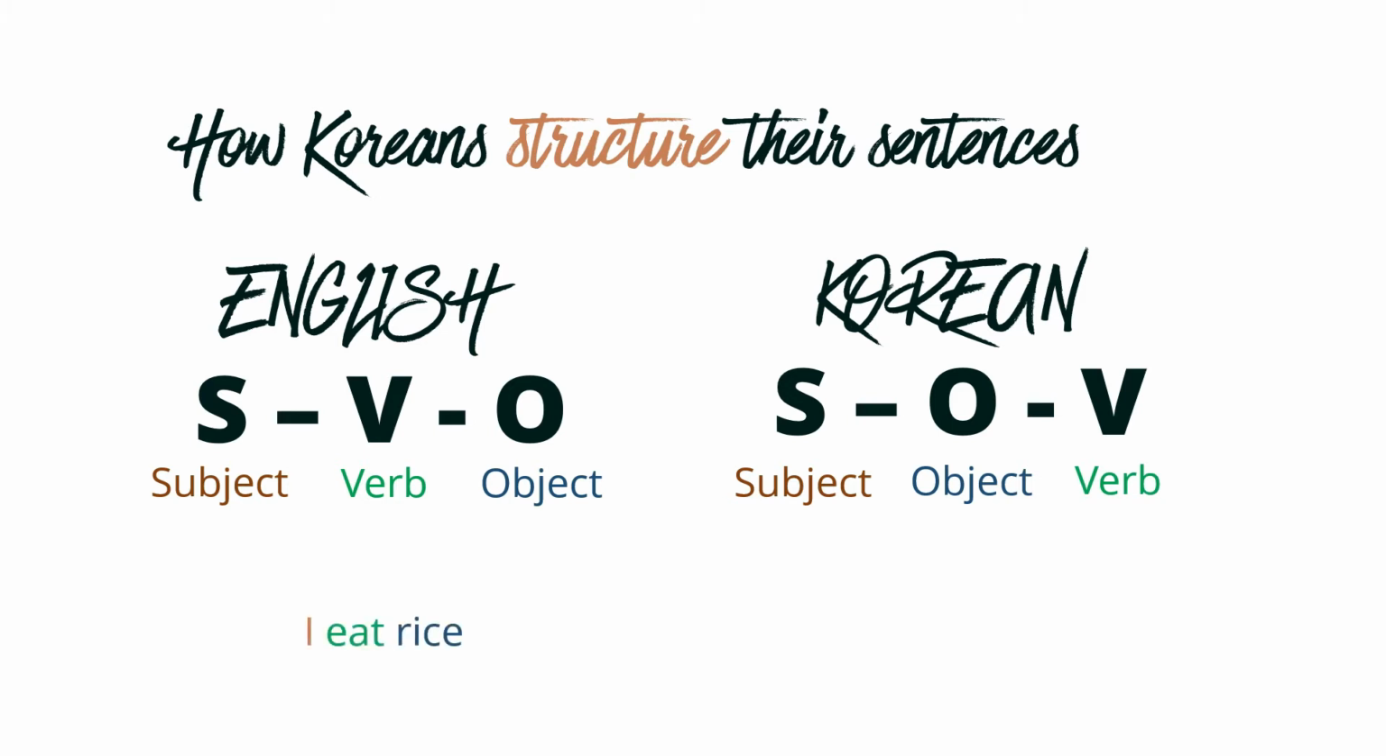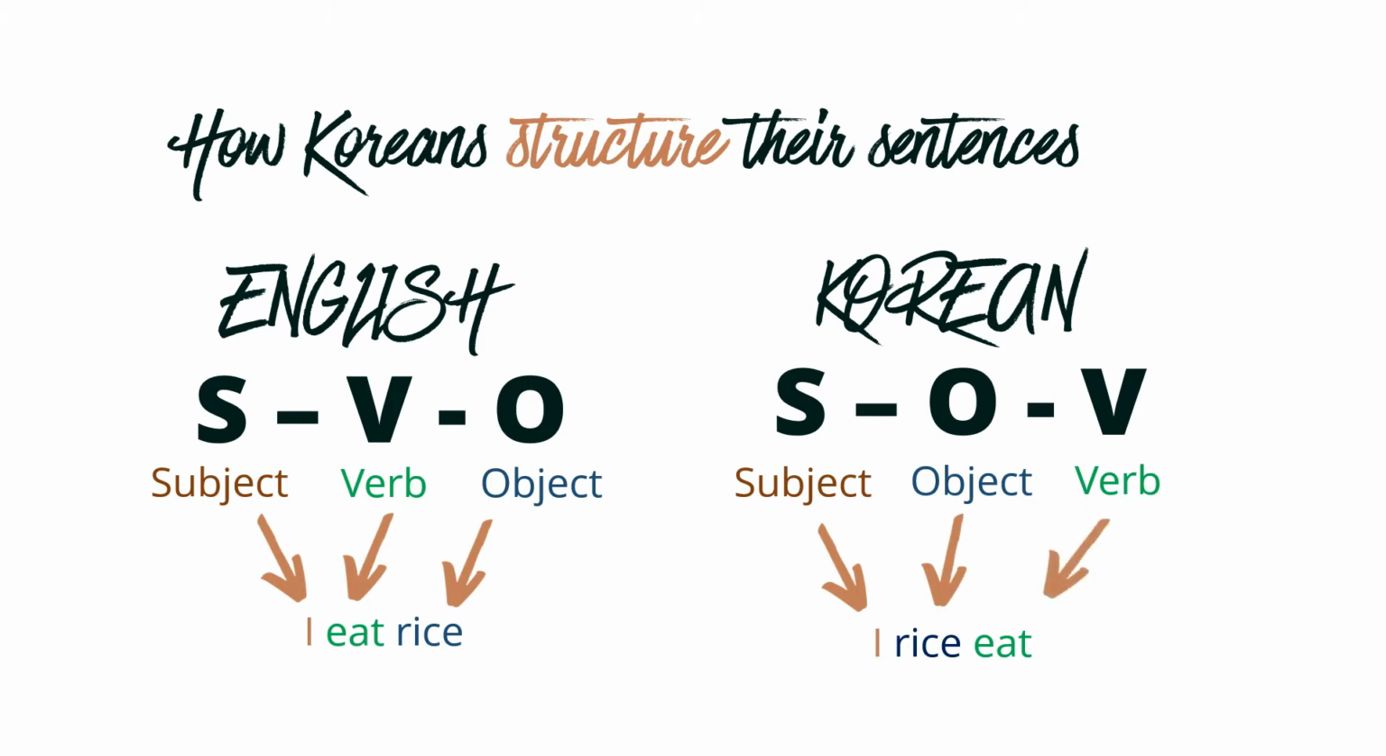So let's have the example, I eat rice. Here, our subject comes first in English, followed by eat, which is our verb, and object, which is the rice. But in Korean, since it's interchanged, we say, I rice eat. Our subject is I, our object is rice, and our verb is eat. So this is how Koreans structure their sentences. The verb always comes last.